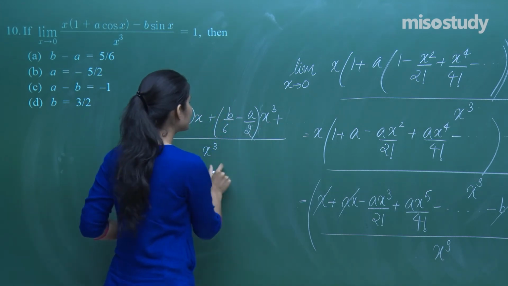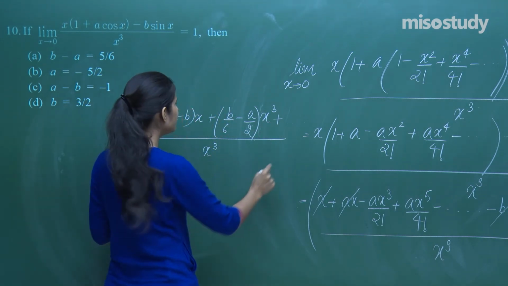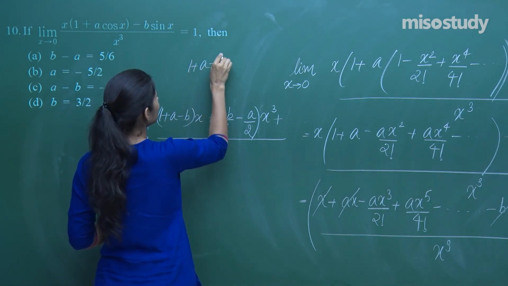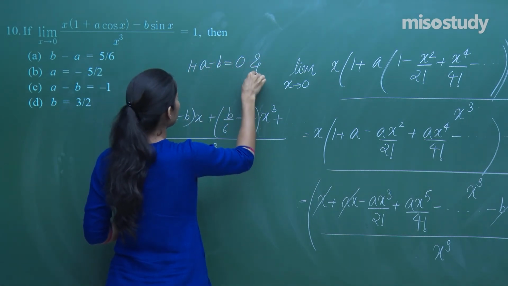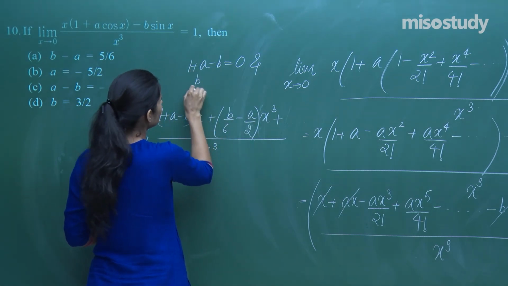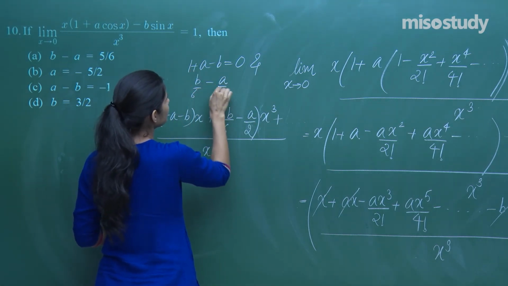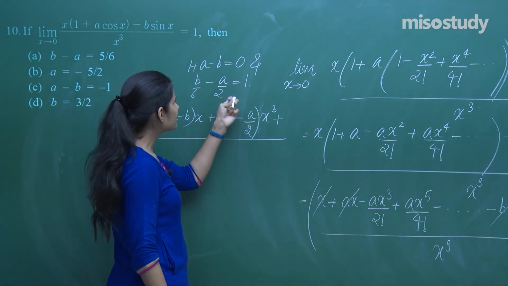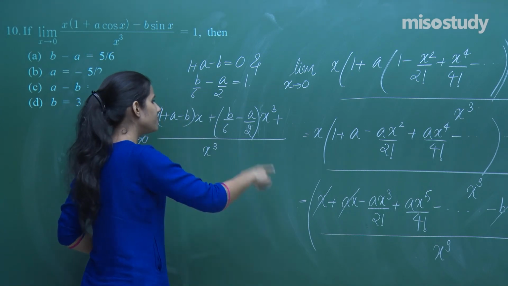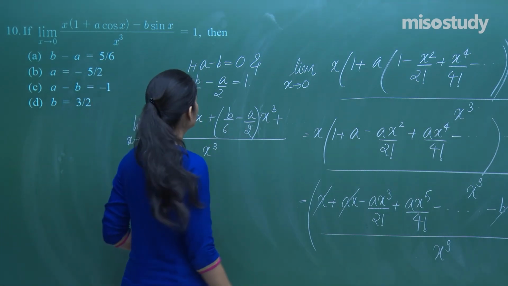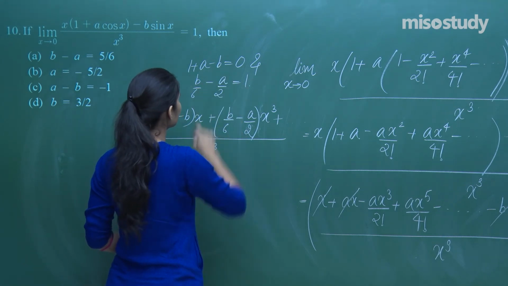So till x cube I need the expressions, but if this limit is finite, 1 plus a minus b will have to be 0, and because this limit is 1, that means this expression will have to be 1. So b by 6 minus a by 2 will have to be 1. This has to be 0 and this has to be 1, only then can this limit be finite first of all, and this limit can be equal to 1 second of all. So from here you are getting that b is 1 plus a.